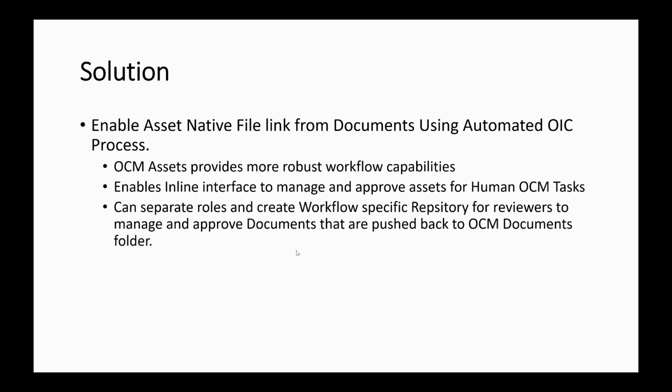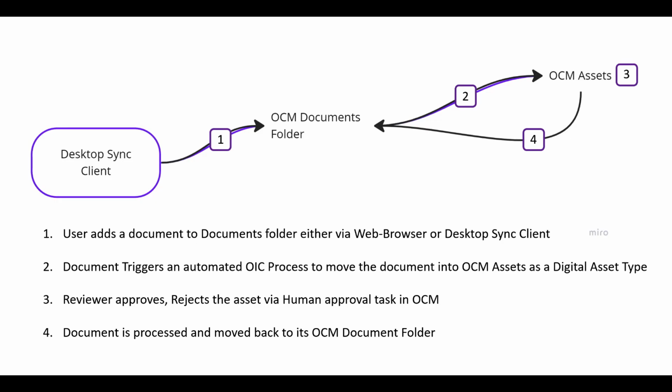To improve on the out-of-the-box capabilities, we've created an automated OIC process to manage the document's workflow lifecycle and push OCM documents into the OCM asset repository as digital asset types for reviewers to review and approve or reject the document as an asset. Once it has ended the human approval, it is then pushed back into Oracle Content Management documents for the editor. Let's run through and show you a demo of this in action.